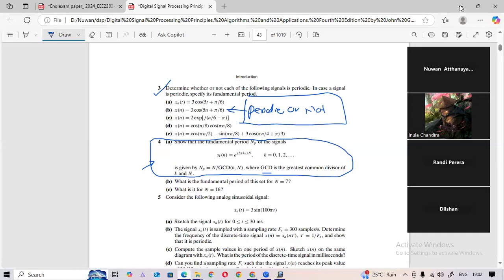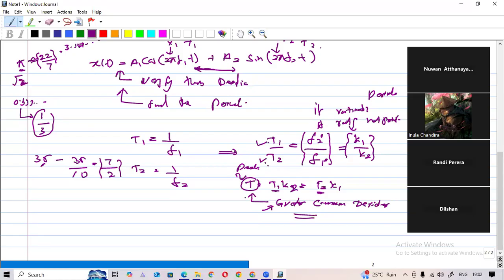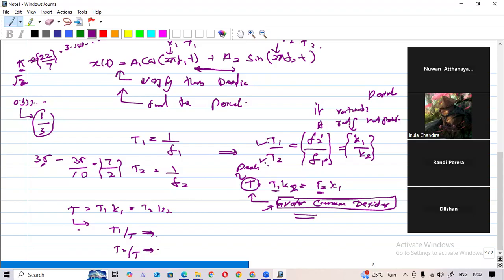Okay, that is the greatest common divisor. So if it is not rational, actually there is no greatest common divisor. So you can't get a value. You can't select a value such that T is equal to T1 k1 is equal to T2 k2. Once you select a value for this T, using that value, T1 should be divided without a remainder, and T2 also should be able to divide without a remainder.